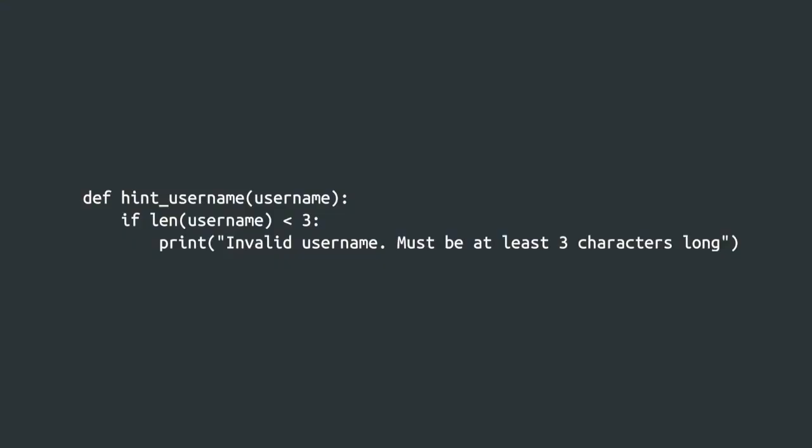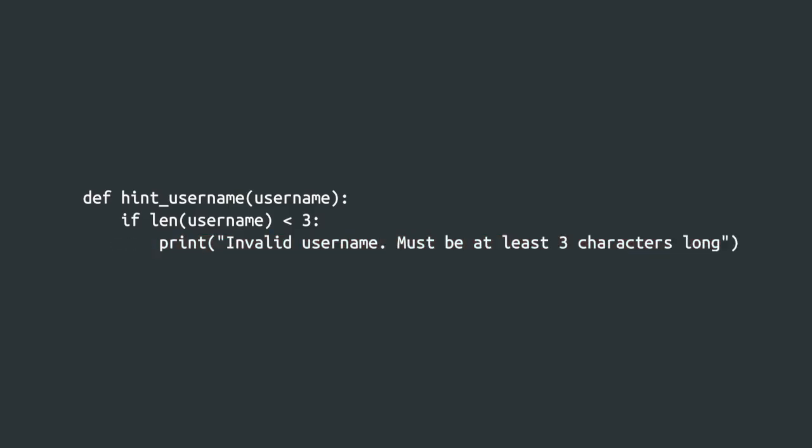To do that, you could write a function like this. This function checks whether the length of the username is smaller than 3. If it is, the function prints a message saying that the username is invalid. Look closely at how the if statement is written. We write the keyword if followed by the condition that we want to check for, and then followed by a colon. After that comes the body of the if block, which is indented further to the right.